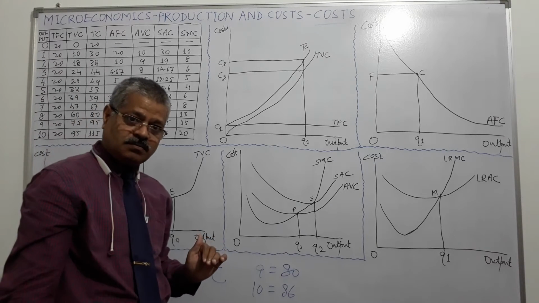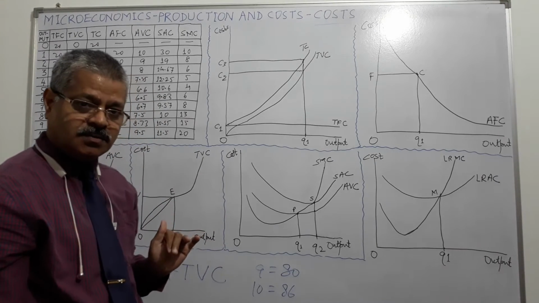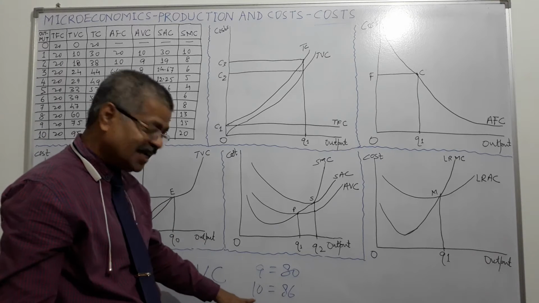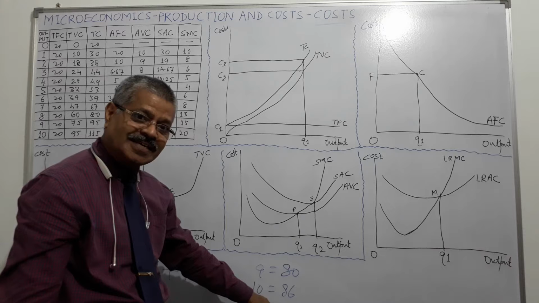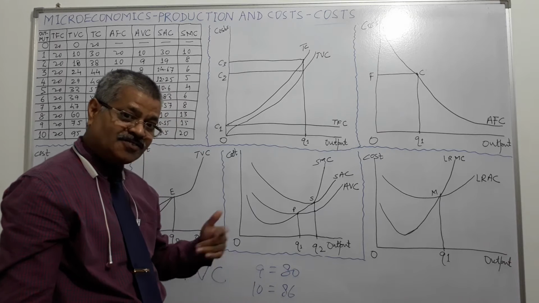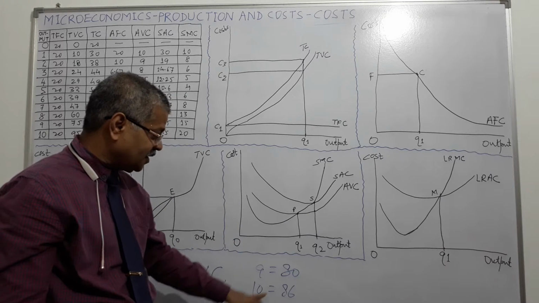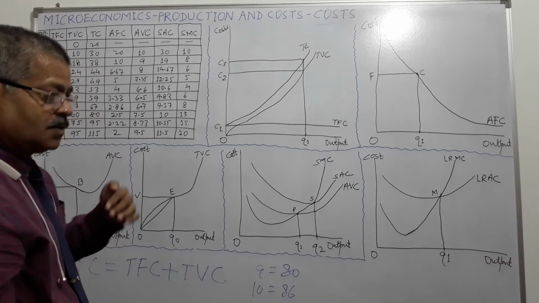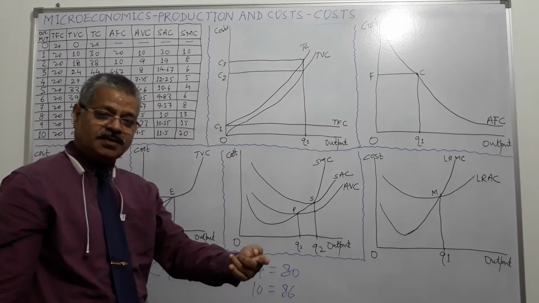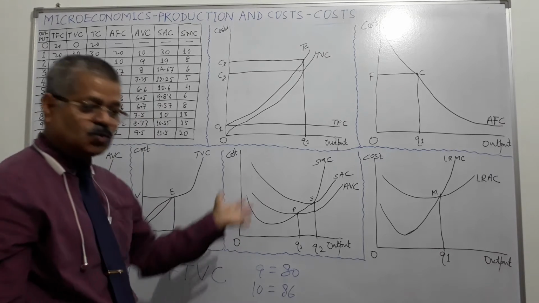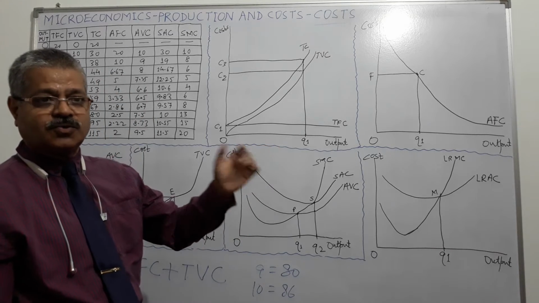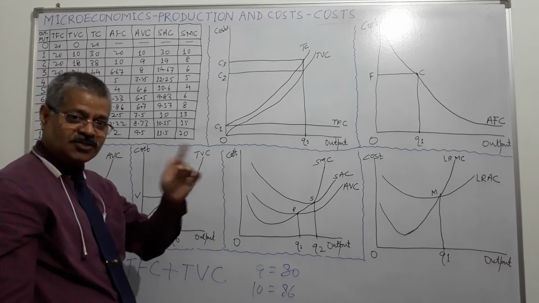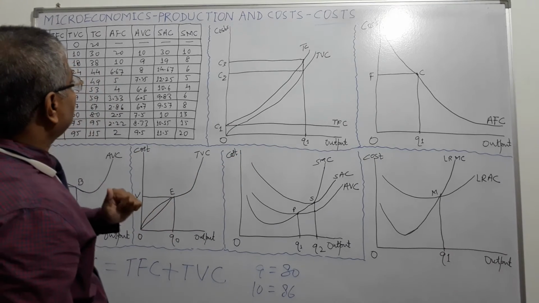I have produced 9 units. Total cost is 80. I am producing 10 units. It becomes 86. So the marginal cost of the 10th unit is 86 minus 80, which is equal to 6. Right? When I produce 1 unit and it results in some increase in total cost, the amount of that increase in total cost is called marginal cost.